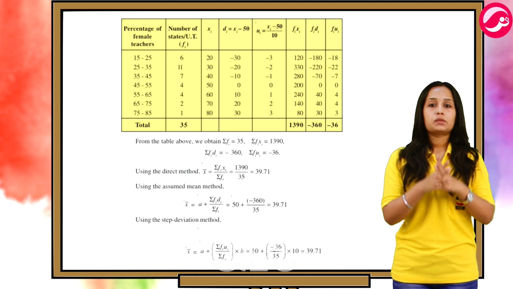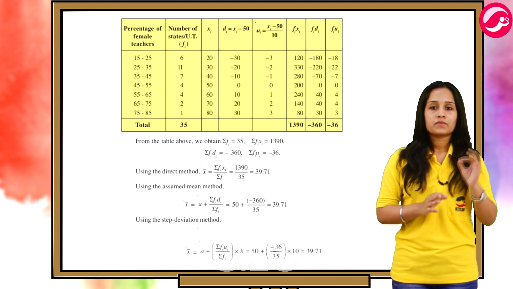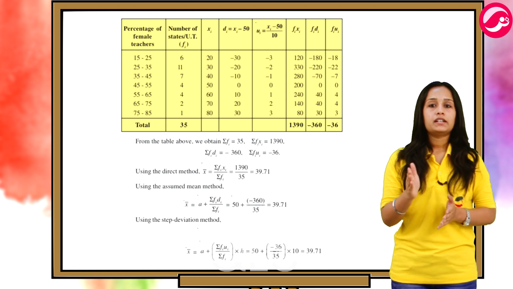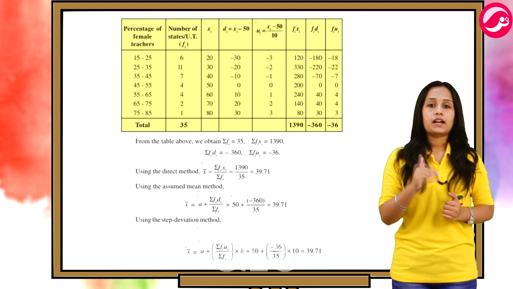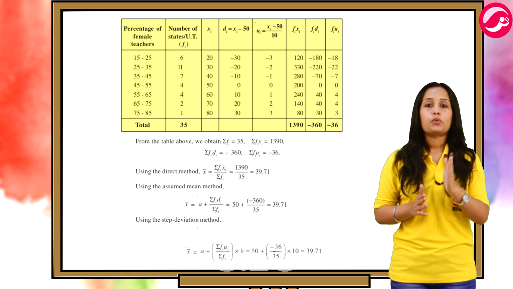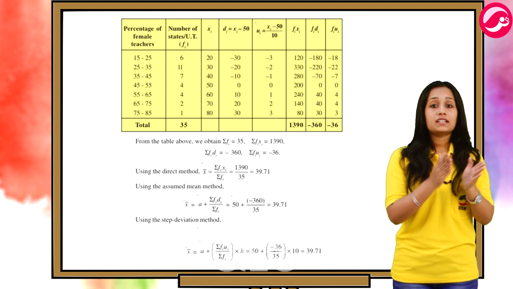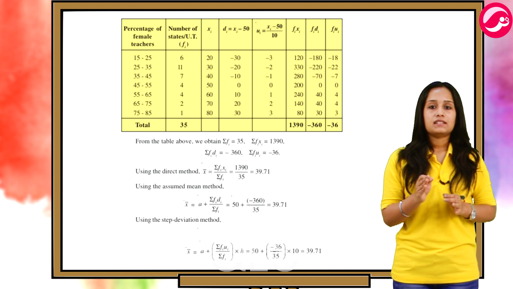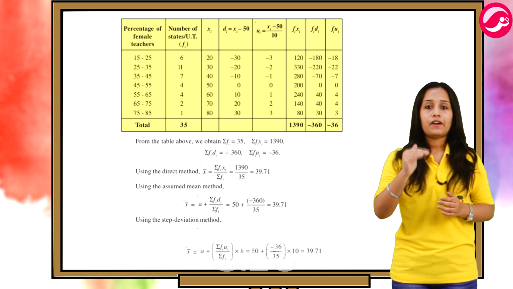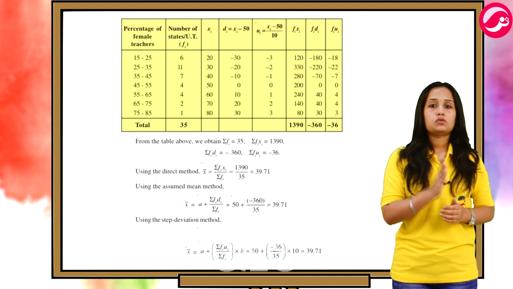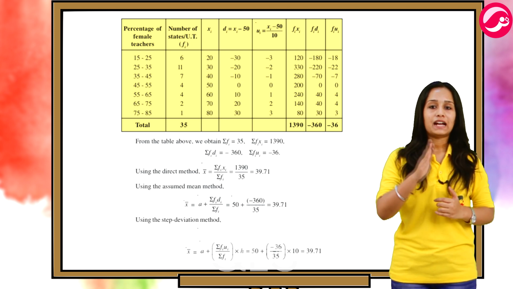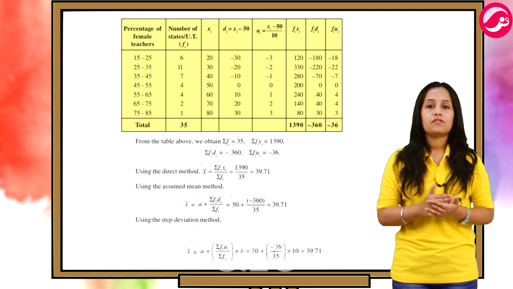Now using the direct method we have mean का formula, sigma fi xi divided by sigma fi, which is nothing but 1390 divided by 35, that is 39.71. Now using the assumed mean method we have x bar is equal to a plus sigma fi di divided by sigma fi, that is equal to 50 plus minus 360 by 35, that is again equal to 39.71.